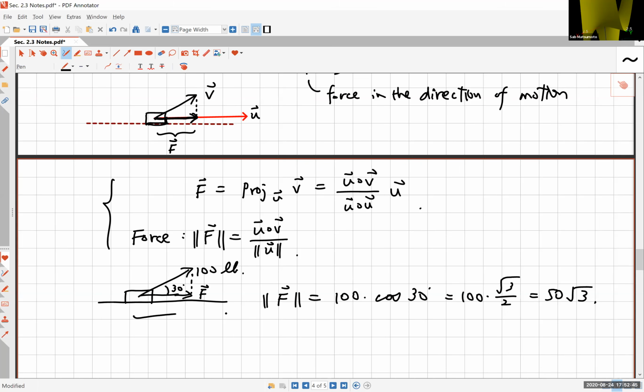And if you pull it, let's say 10 feet, then the work done by this force in dragging this box 10 feet along the floor would be the force times 10, which is 500 square root of 3, and the unit will be the units of foot-pounds.